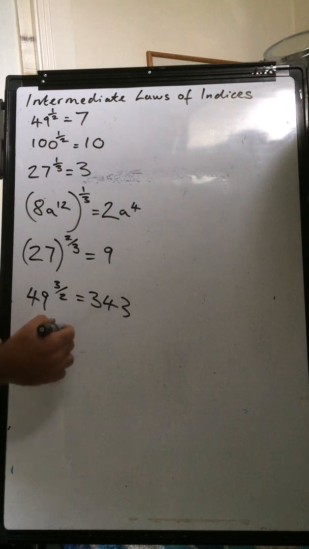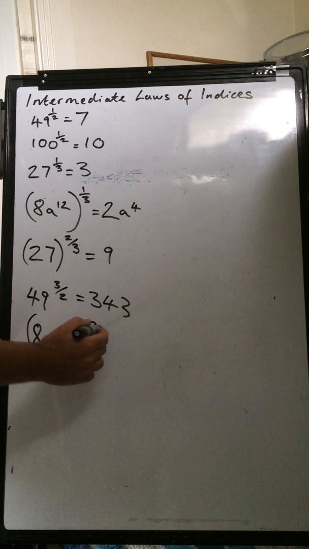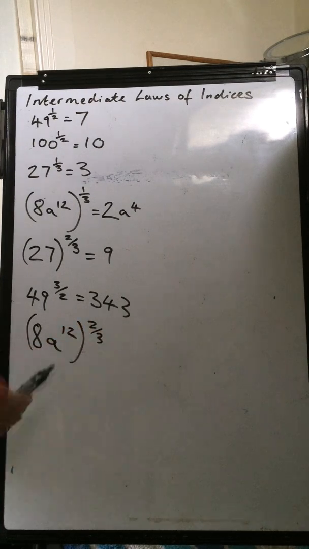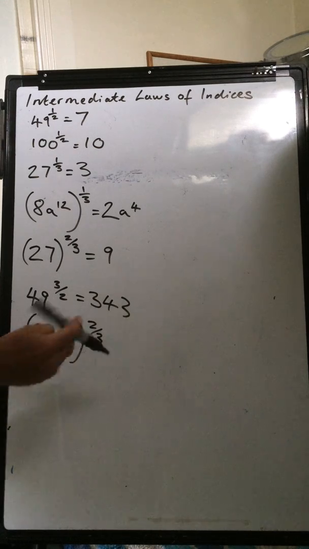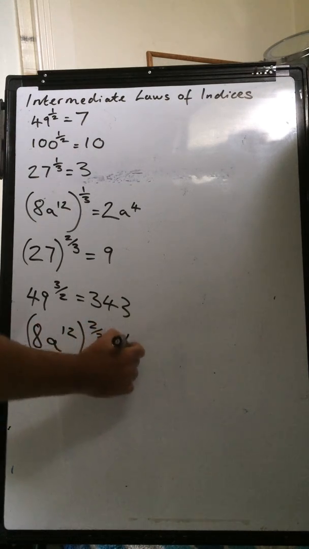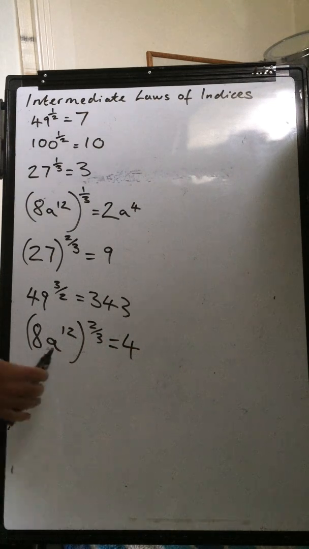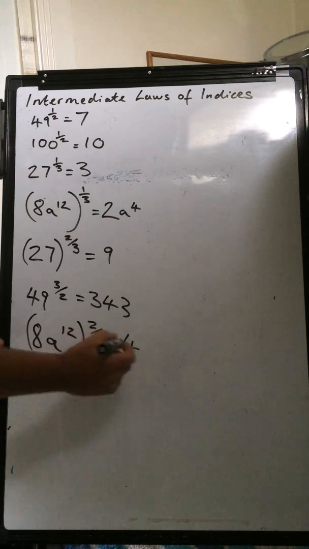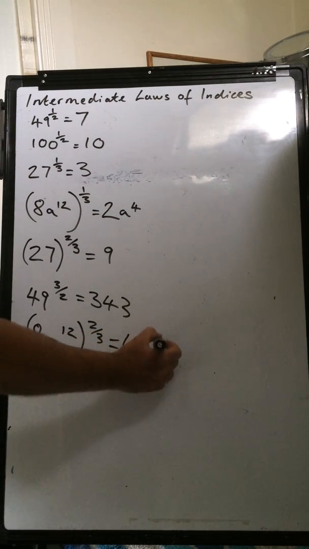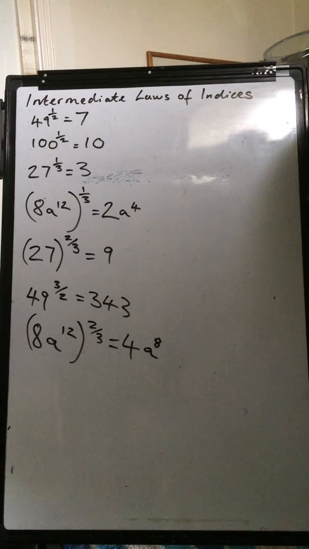Okay? So to finish off this element, we can go with something like 8a to the 12, to the 2/3. So this is, what is the cube root of 8? 2. 2 squared, 4. Finally, what is 2/3 of 12? Well, 1/3 of 12 is 4. 2/3 of 12 is 8. Wonderful.